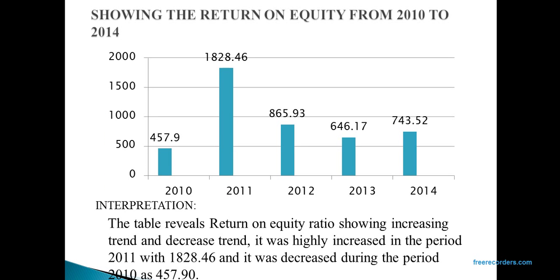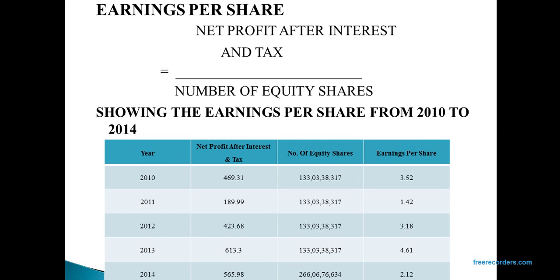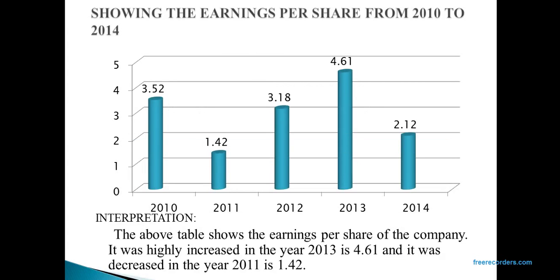Interpretation. The table reveals the return on equity ratio showing an increasing trend and a decreased trend. It was highly increased in the period 2011 with 18.2846 and it was decreased during the period 2010 as 457.90. Earning per share: net profit after interest and tax by number of equity shares.